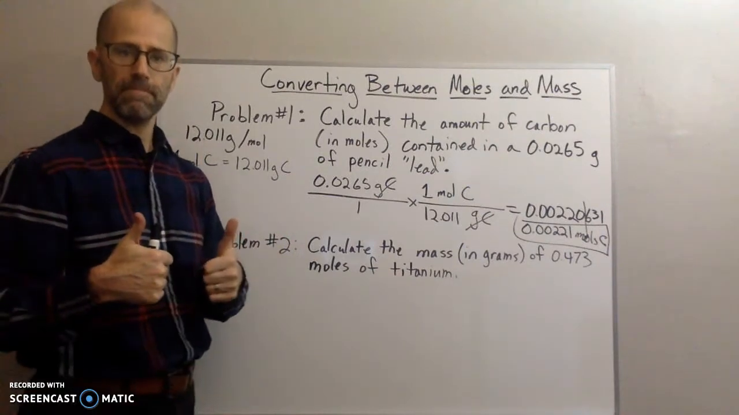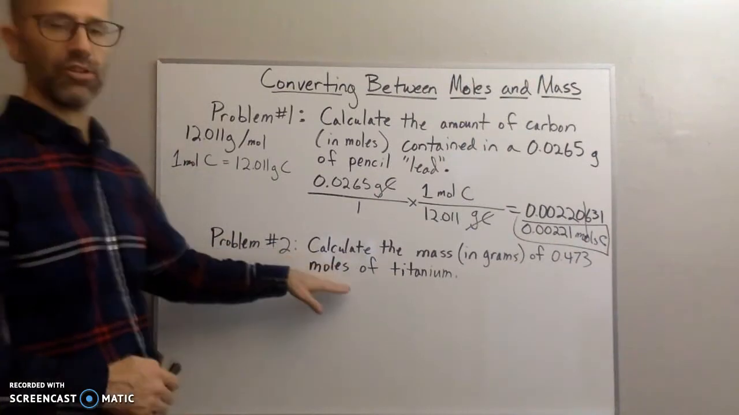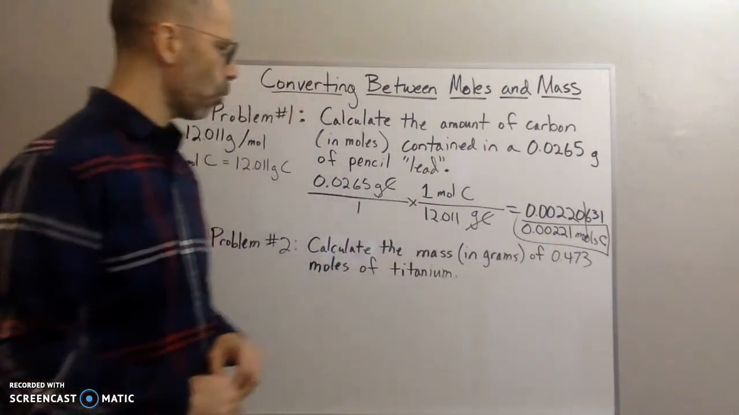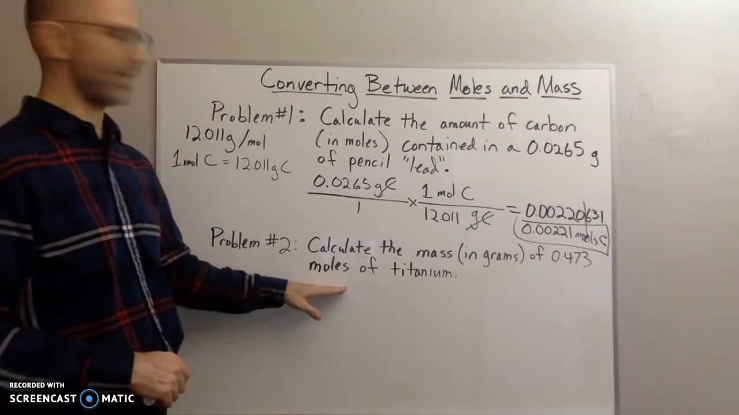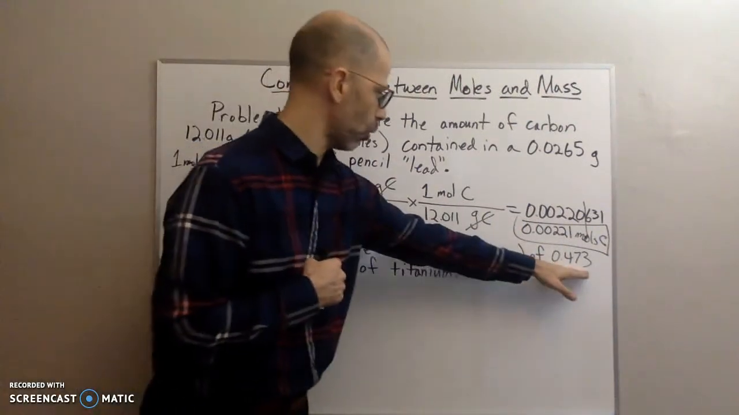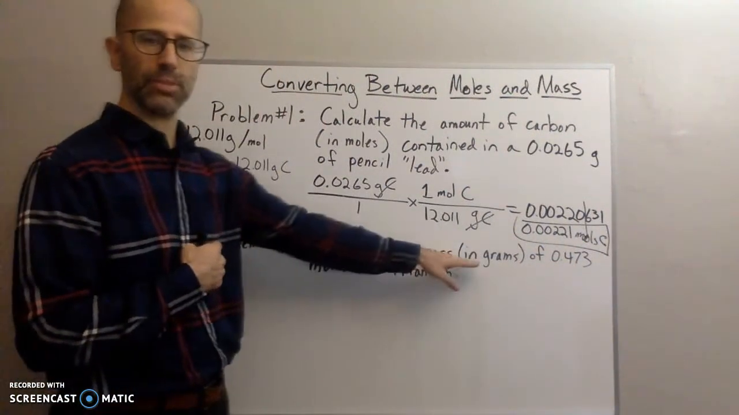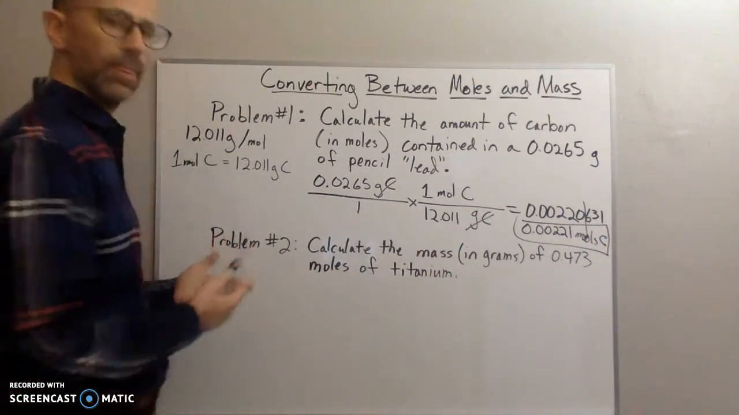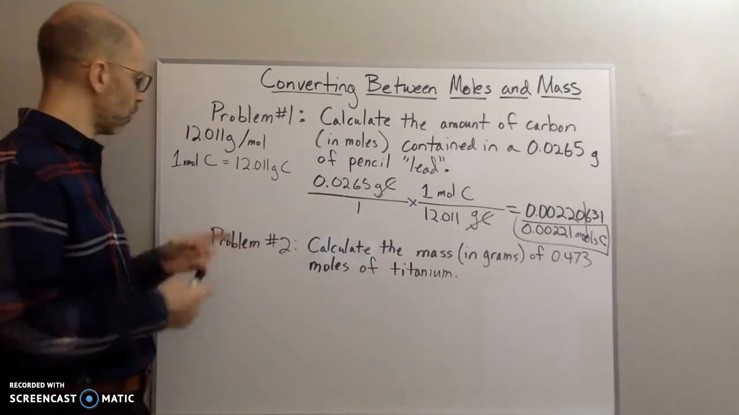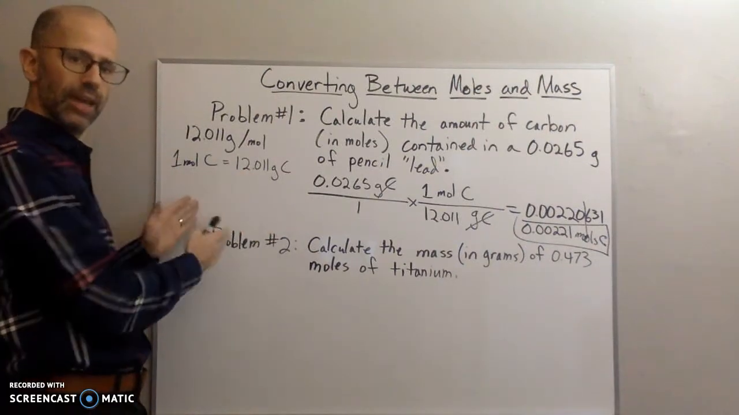Okay, good? Let's do another one. Problem number 2 is asking me to calculate the mass in grams of 0.473 moles of titanium. It's giving me moles of titanium, and it wants grams. So I'm going from moles to grams. That's going to use molar mass again, because molar mass gives me the relationship between grams and moles.